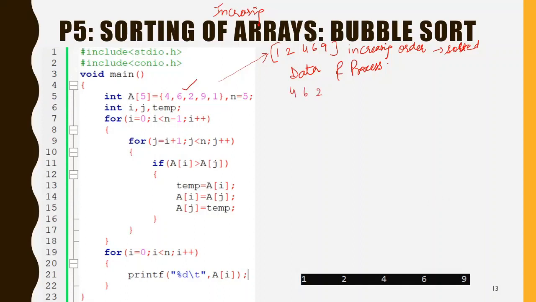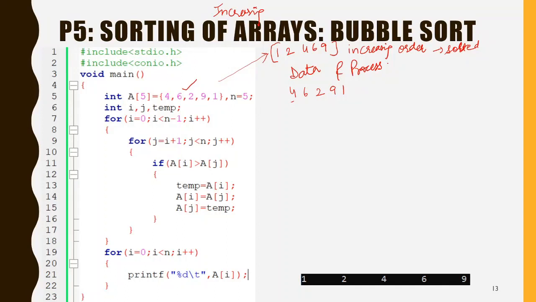Suppose we do it in the form of brain analysis, so I will just write it here: 4 6 2 9 1. Now let us scan from here. Ask your brain: seeing this 4, does it look like 4 is the biggest element, or the smallest element? You cannot identify that, right? Exactly.